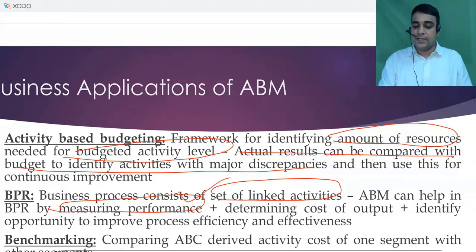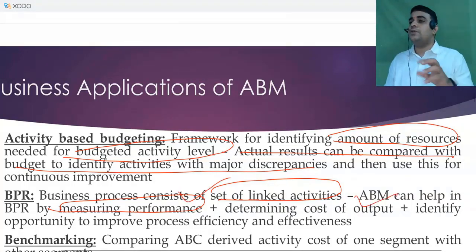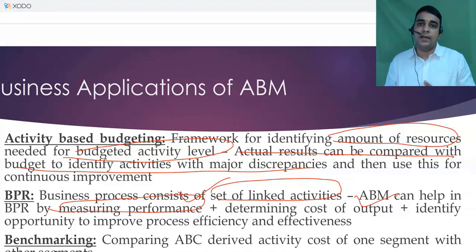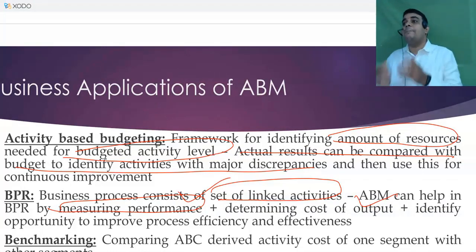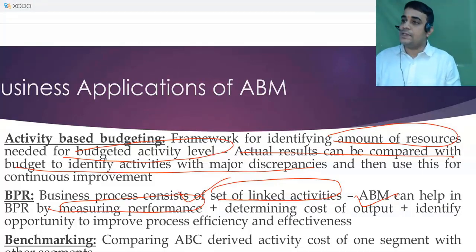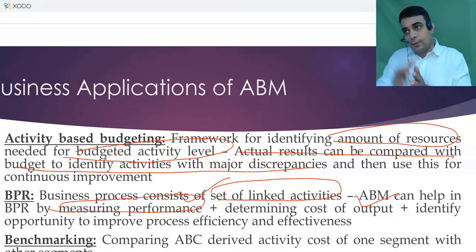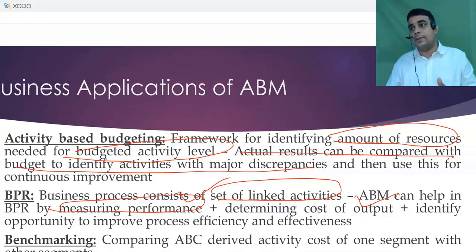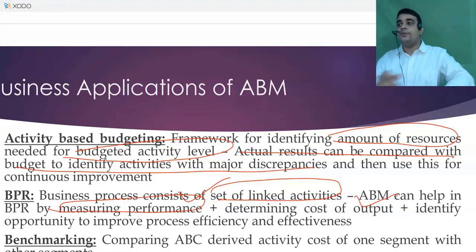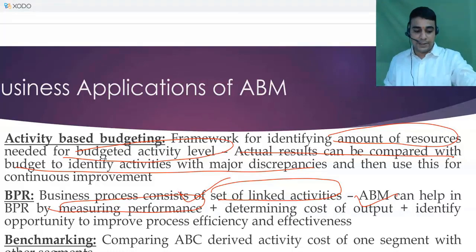So measuring performance, determining cost, and once you determine this, you'll be able to identify areas for making certain improvements. Benchmarking is comparison. So you can compare the cost of one segment of a business with another segment. You can compare the performance of one year with another year, or one month with another month, at every activity level. You can do this at every critical activity which an organization does.